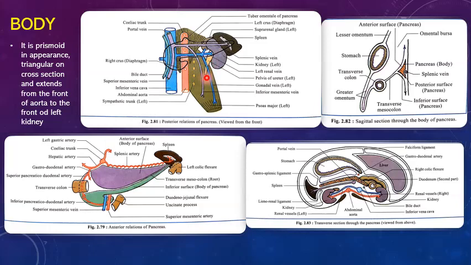And then also the left suprarenal and left gonadal veins will be seen here. So this one is the gonadal vein, and this one is the left suprarenal vein. This small blue line, what you are seeing, is the left suprarenal and left gonadal veins, and this is the left renal vein. So all these are related to the posterior surface of the body of the pancreas.